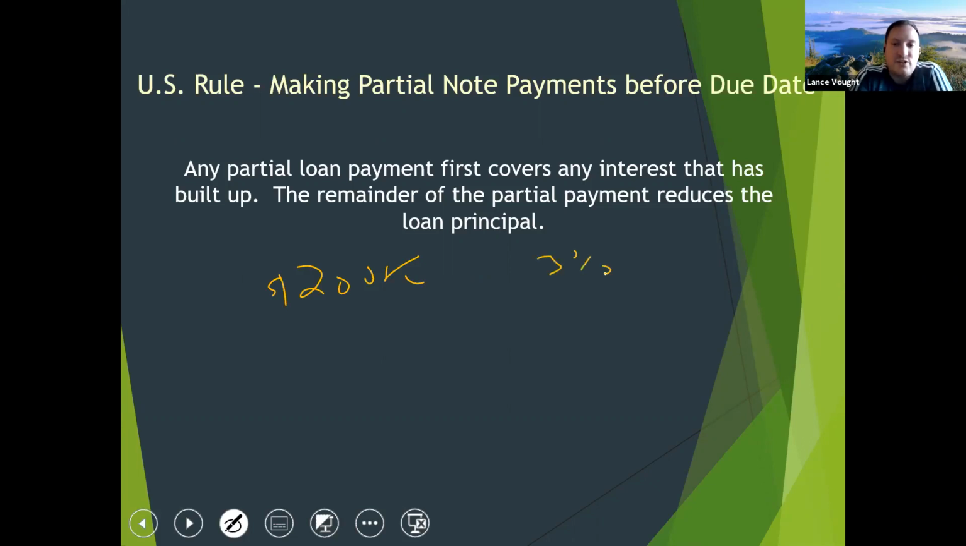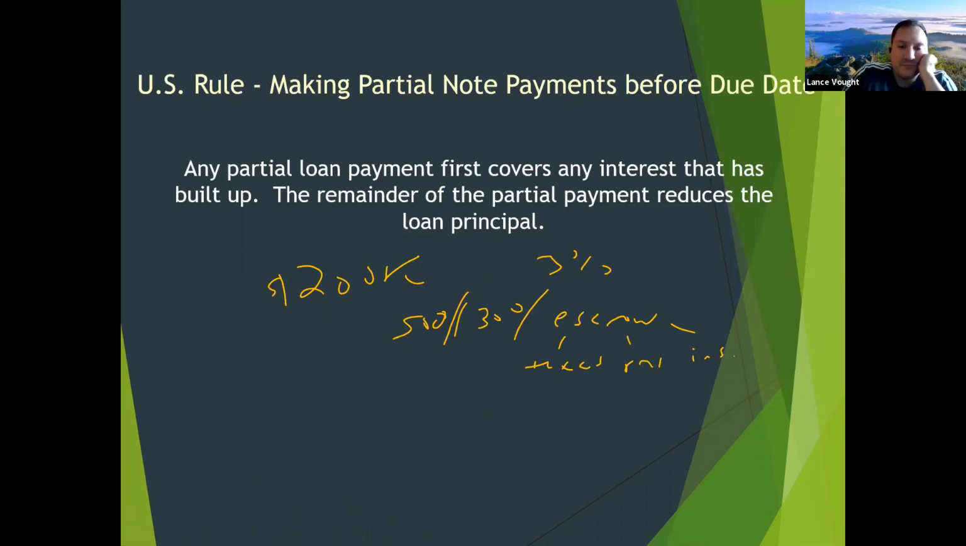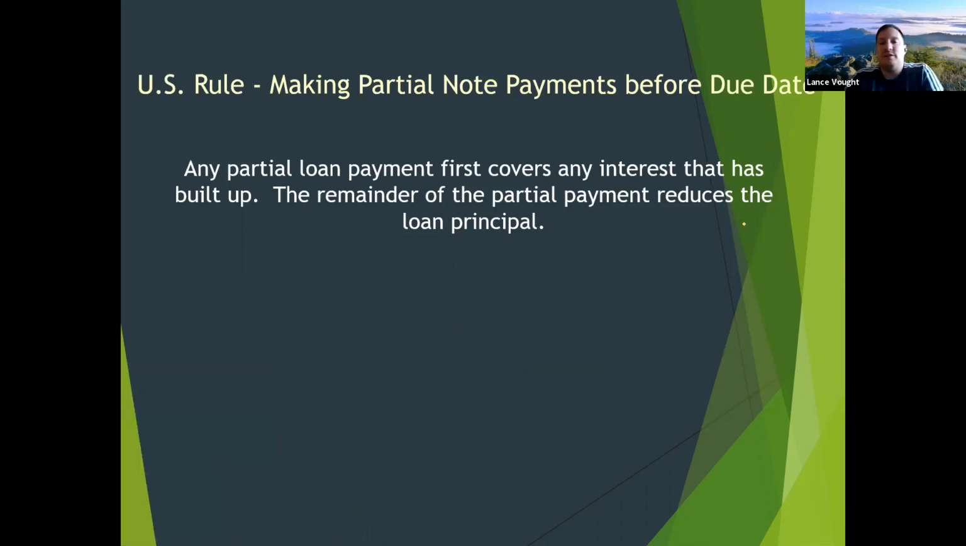and let's say you have a 3% interest rate. If you look at your monthly payment, the first thing that comes off is the interest, which is probably really high at the beginning because of your negative amortization and things like that. So you're probably paying, let's say, I don't know, $500 in interest. Then you're paying, I don't know, $300 in principal, and then you have your escrow. So escrow could be taxes, PMI if you have it, insurance if you have it, depends on the loan. So that's the rule in the United States.